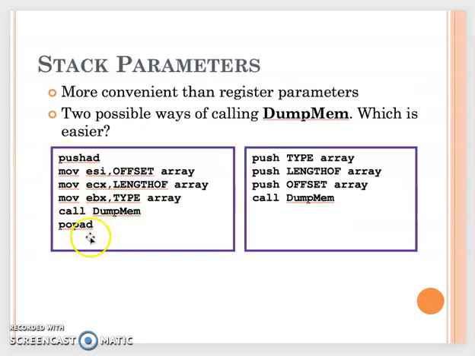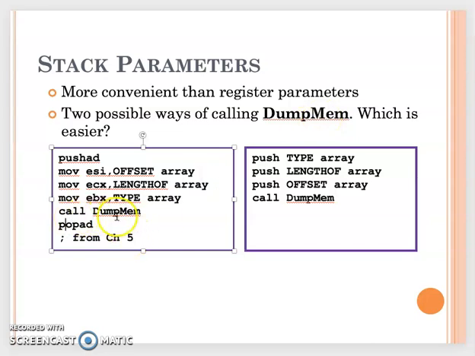So the first thing I want you to see is this example. Actually, this one is from chapter 5. In chapter 5, if you remember, we started using the Irvine32 library. We have a procedure called DumpMem. After you call DumpMem, you can display the content of your array.